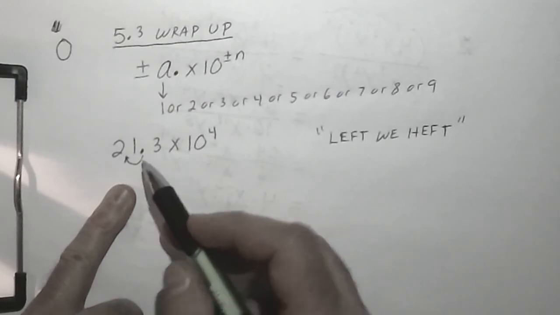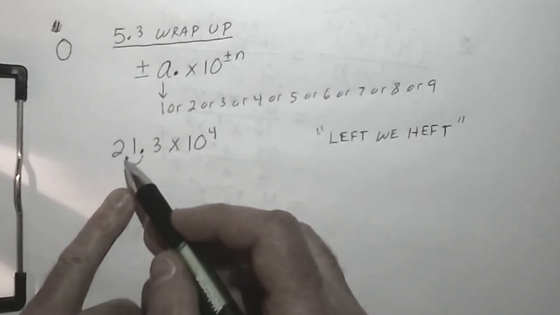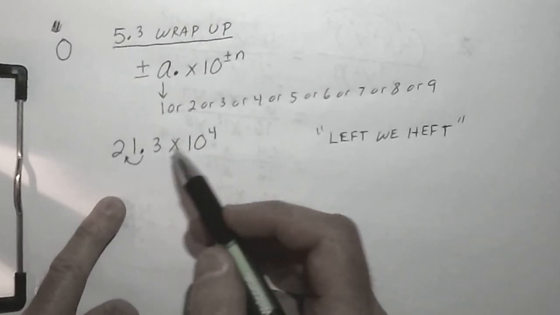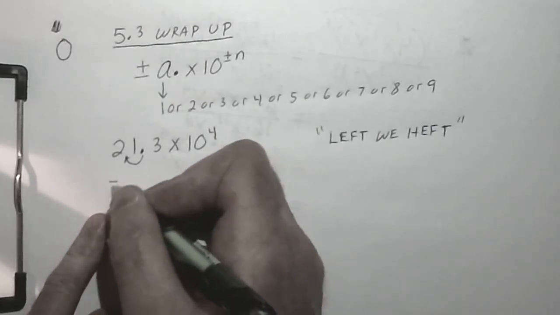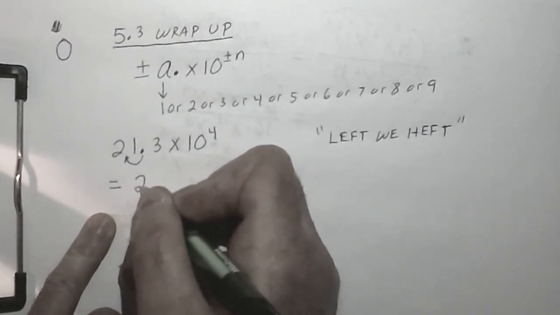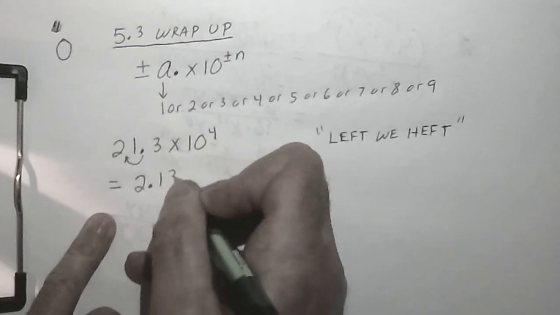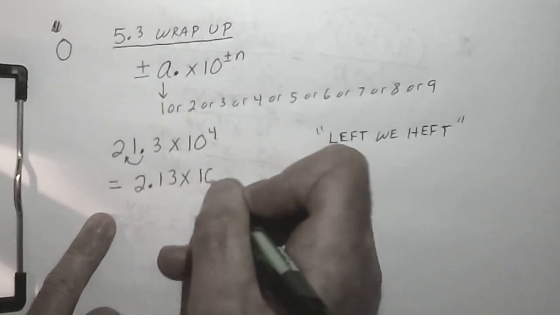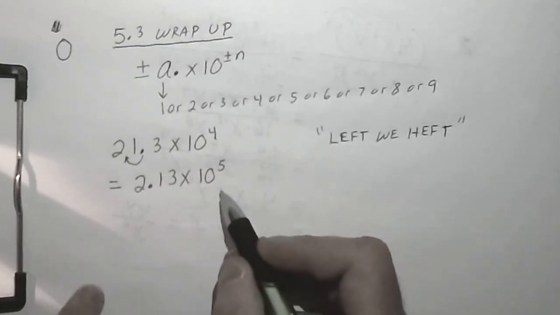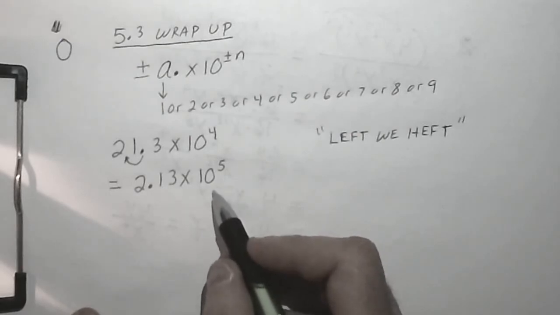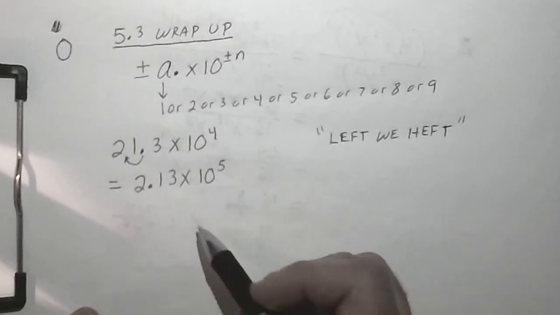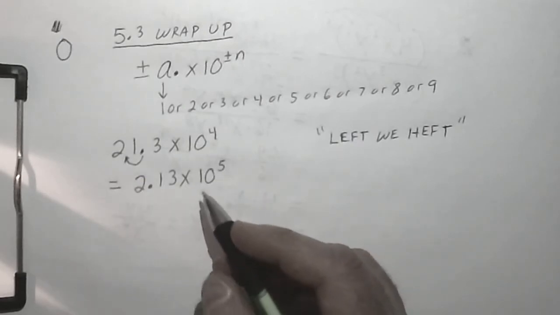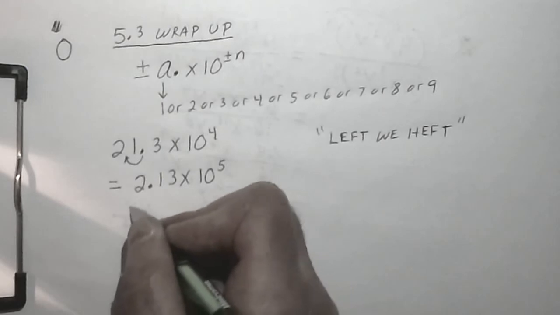So I'm going to have to shift my decimal point one place to the left, but if I do that, I'm going to have to add 1 to my exponent. I have to heft it up by 1. And so therefore, to put this in scientific notation form, this would really be 2.13 times 10 to the 5th power. Now this is strictly in scientific notation form, but notice this number is still equivalent to our original number we started with. Okay. Let's try another one.